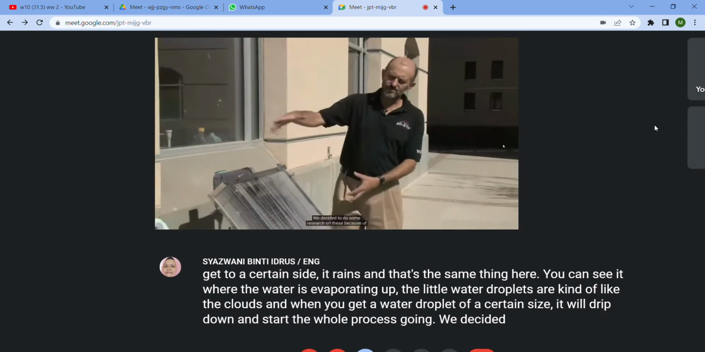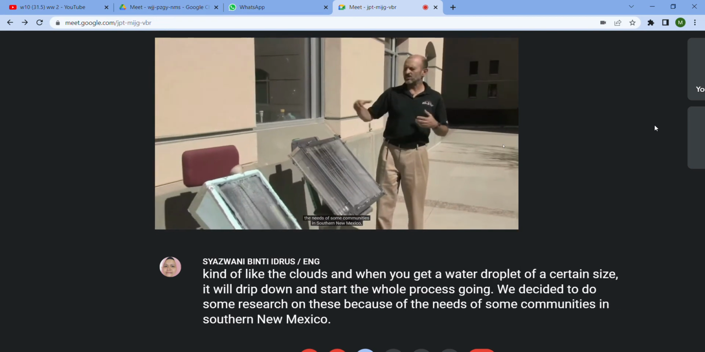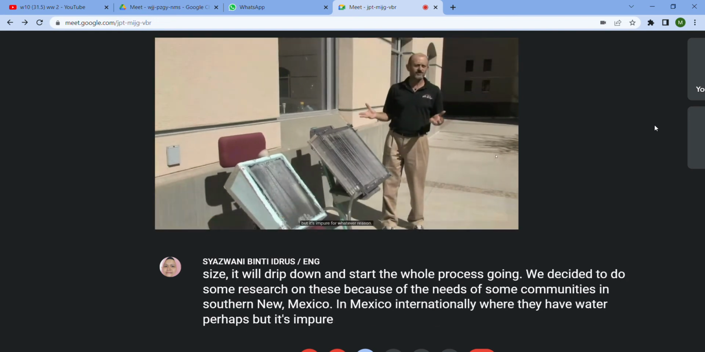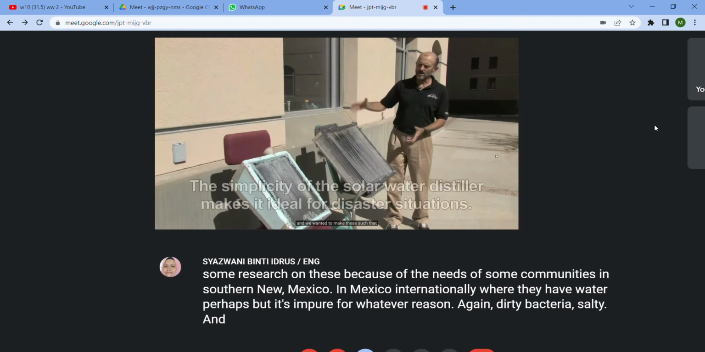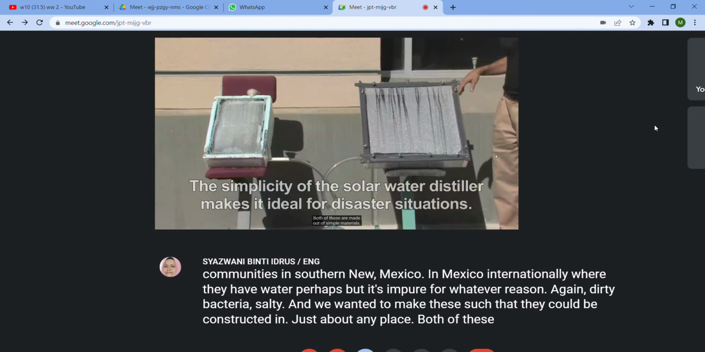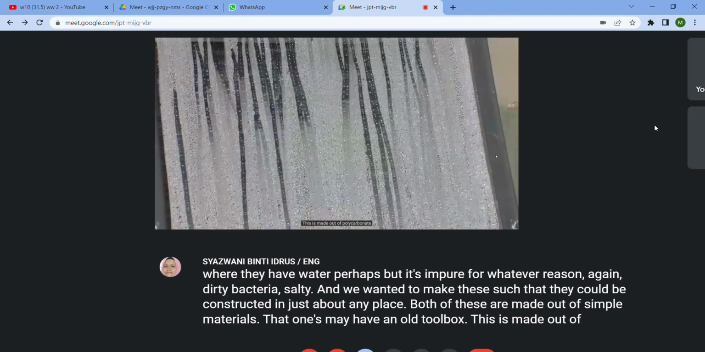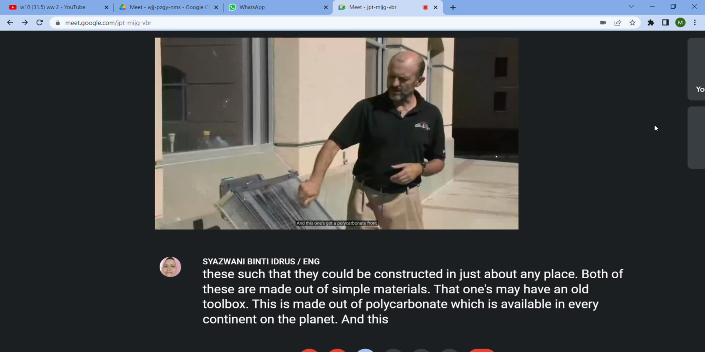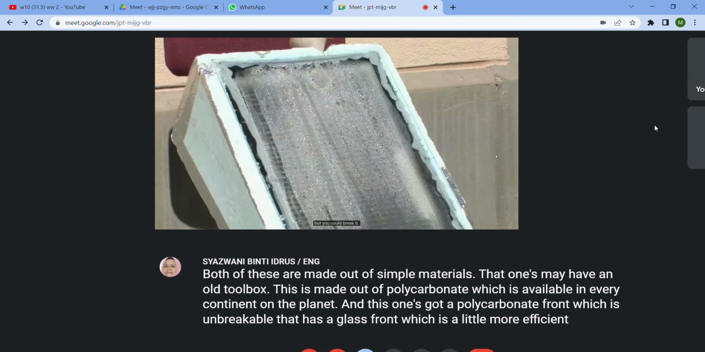We decided to do some research on these because of the needs of some communities in southern New Mexico, in Mexico, internationally, where they have water perhaps, but it's impure for whatever reason. Again, dirty, bacteria, salty, and we wanted to make these such that they could be constructed in just about any place. Both of these are made out of simple materials. That one's made out of an old toolbox. This is made out of polycarbonate, which is available on every continent on the planet. And this one's got a polycarbonate front, which is unbreakable. That has a glass front, which is a little more efficient, but you could break it.